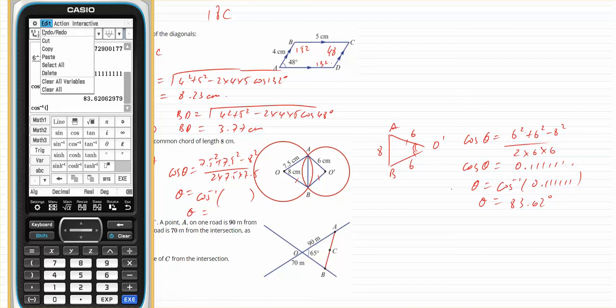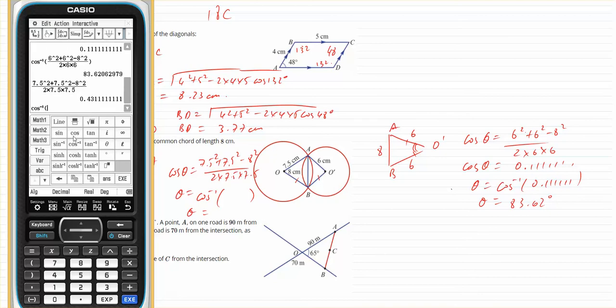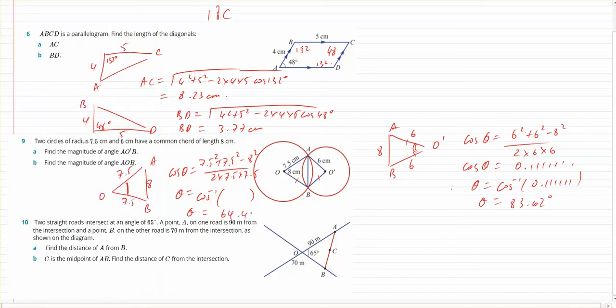Oops, wrong thing. Go undo. If you've made a mistake, go undo, press enter, and then you're going inverse cos of that thing, and you should get 64.46 degrees. Okay. Don't have space, but you should be writing your working out.